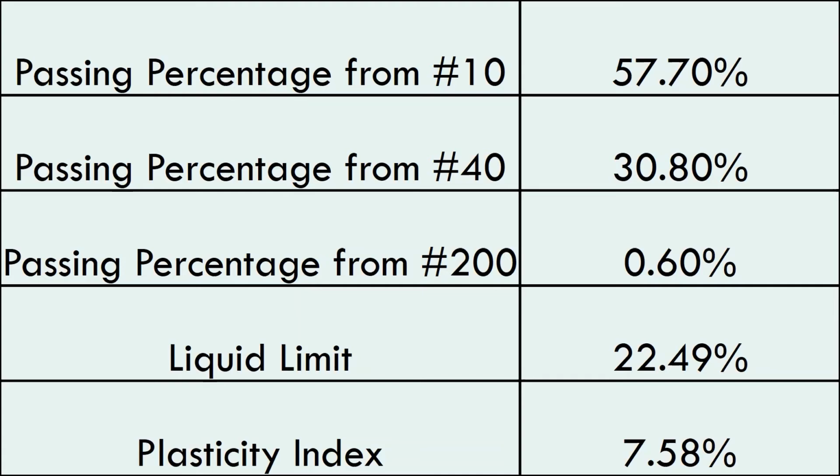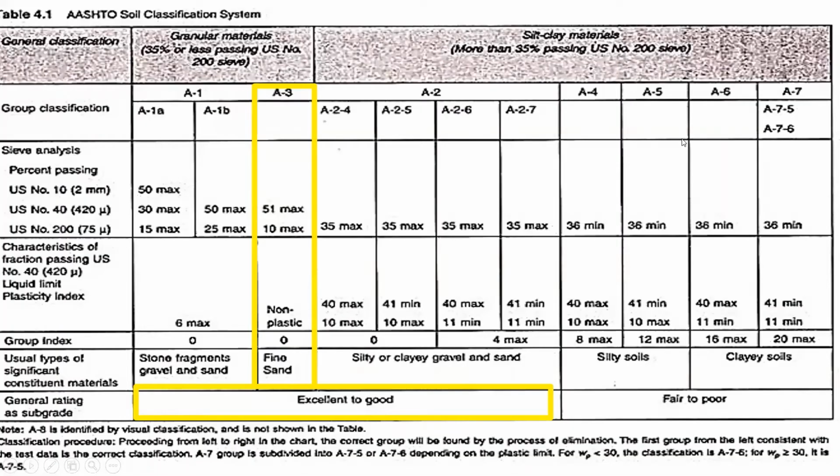Plasticity index is 7.58%. So what does that mean? I did not calculate it over here. I just took all these things here to tell you that we have these values. And what we have to do is use these values for the AASHTO classification. So let's have a look at the next slides to see what I am trying to say.